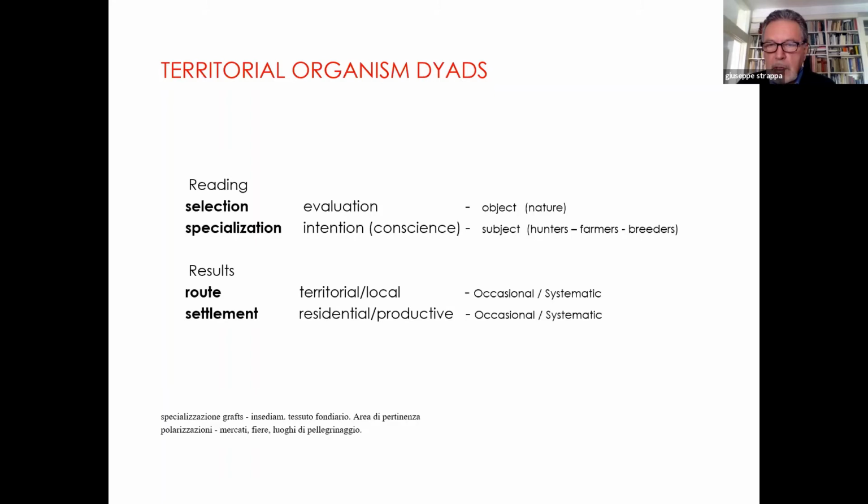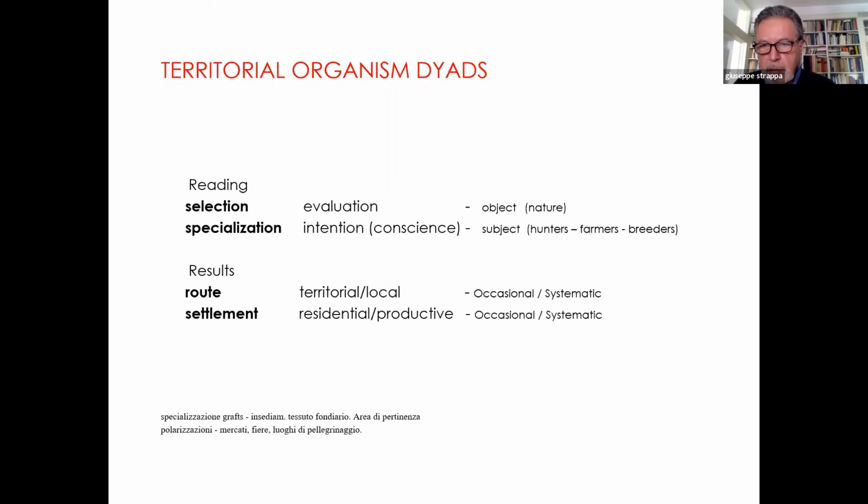We can think that at the beginning of the formation of the territory, the hunters understood the territory in one way, the farmers in another, the breeders in another, and so on. And the result of this acting are routes and settlements. The routes are territorial or local, to summarize quite roughly, and afterwards they are occasional or systematic. They have a clear structure or not.